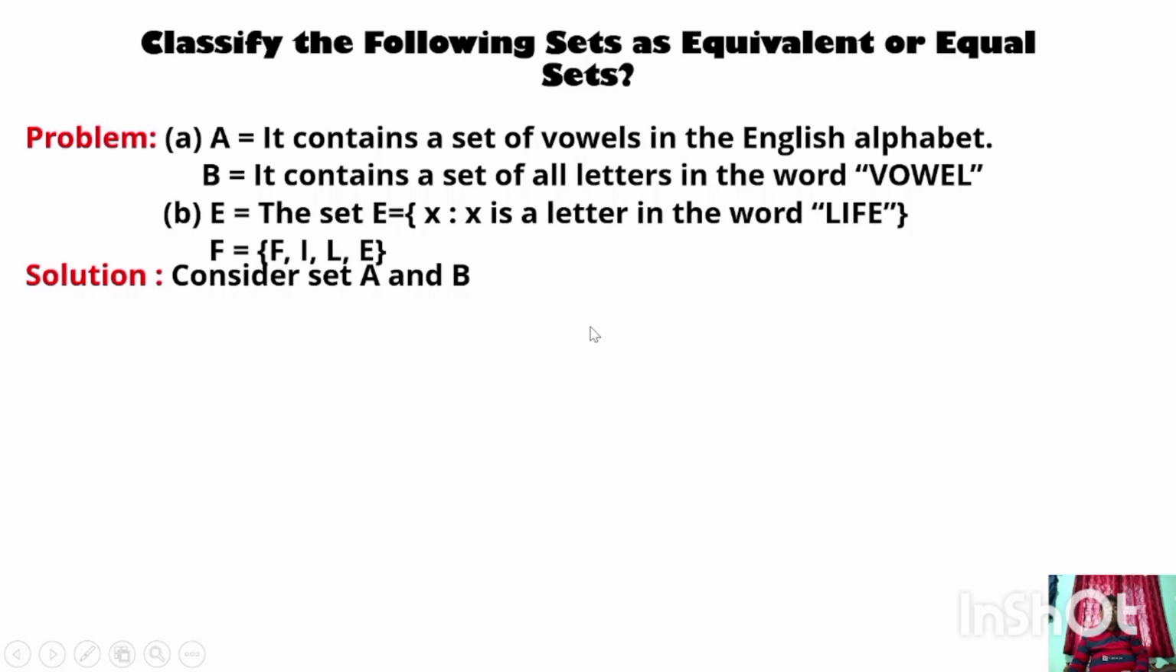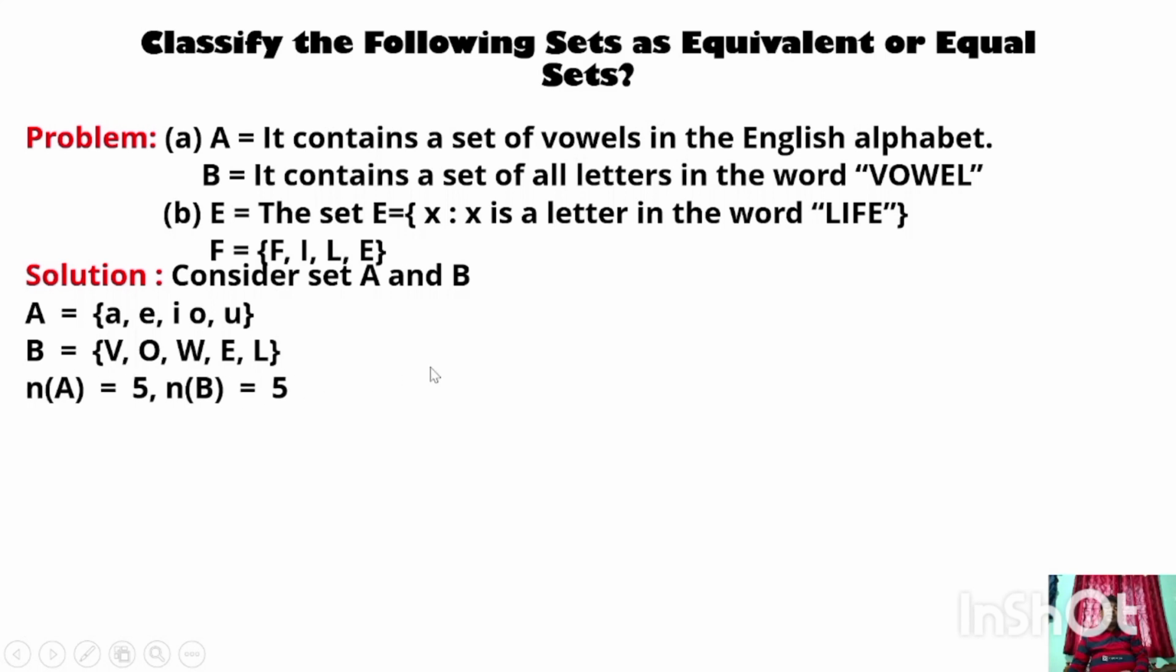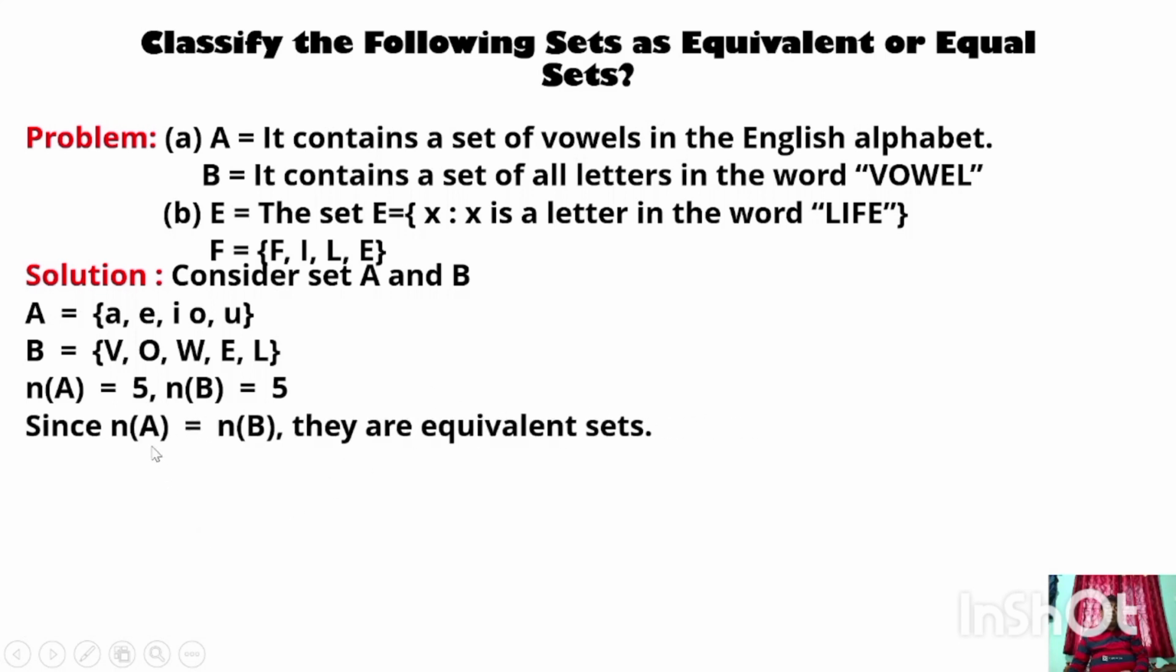Consider the sets A and B. Here A is the alphabet's vowels: A, E, I, O, U. And the set B: V, O, W, E, L. Look here. The number of elements of the set A is 5 and the number of elements in the set B is also 5. Since the number of elements of A is equal to the number of elements of set B, they are equivalent sets. And again you see, their elements are also the same. The sets A and B are also equal. Yes or no? Their equivalent sets are also equal sets.